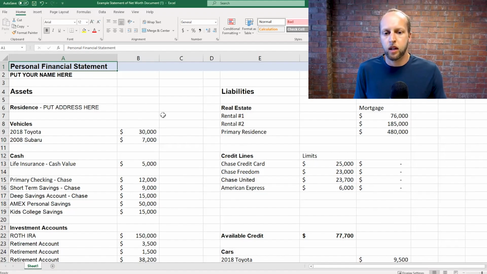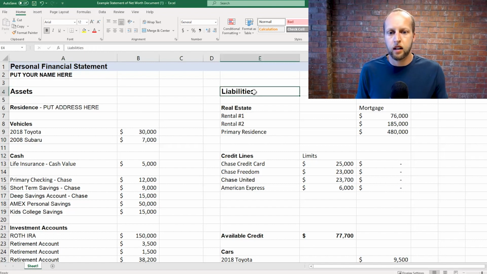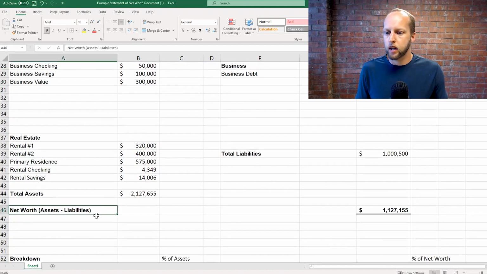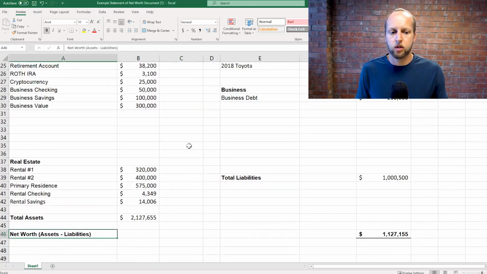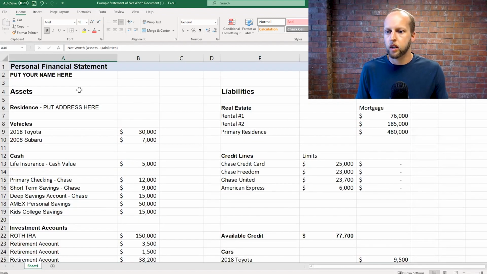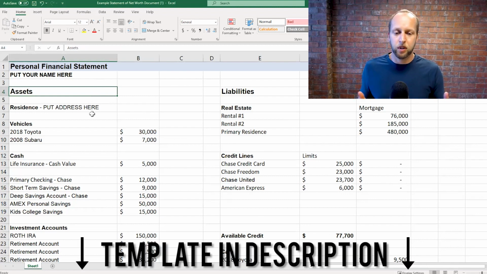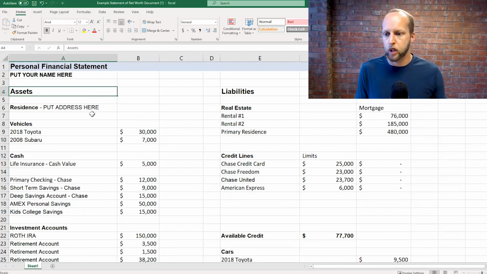All right, guys, so let me give you the lay of the land here. So we've got assets on this side, liabilities on this side, and when we subtract the two, assets minus liabilities, that will get you to your net worth. So that's this document at a high level. Again, in the business world, this would be pretty much your balance sheet, but on the personal side, we talk about this as a statement of net worth. And so I'll walk you through this and we can talk about some of the components. I'll also have a template for you below that you can grab and customize for your own situation.